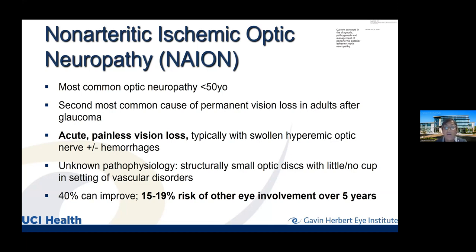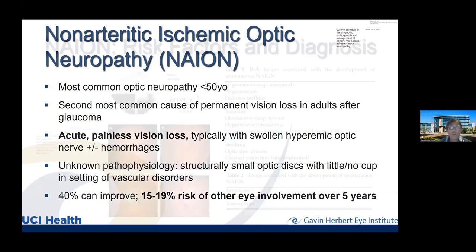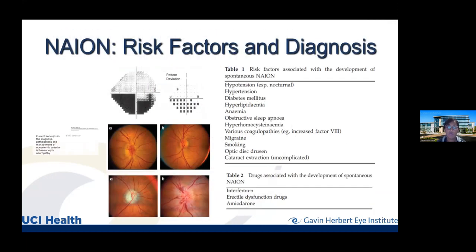These patients usually have a swollen optic nerve that's pink with sometimes some hemorrhages, and I'll show you some demonstrative pictures momentarily. We don't fully understand how it happens. Interestingly enough, these patients typically have small optic nerves that are crowded with healthy tissue, in the setting of other vascular problems. After the insult, 40% usually have some type of improvement, and there's a 15 to 20% risk of this happening in the other eye, which can be quite debilitating, for example, if it hits both of your eyes where you read.